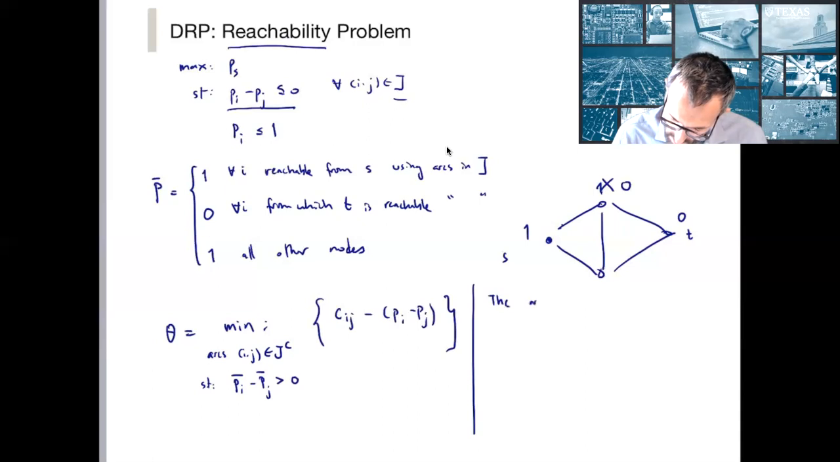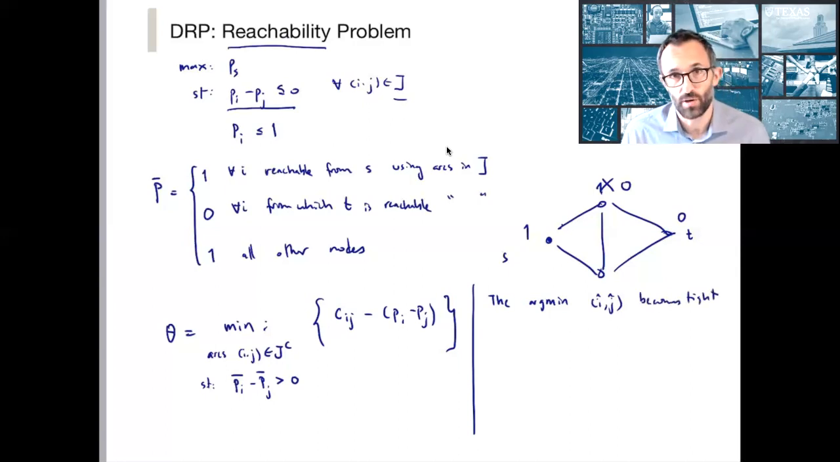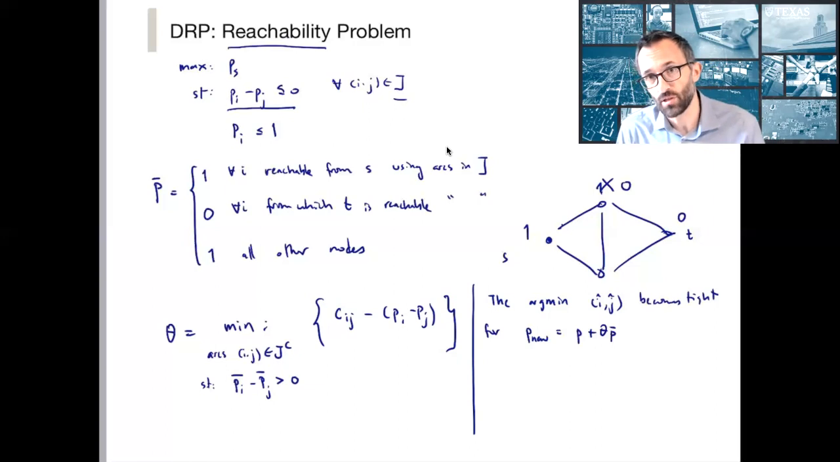So the arg min, let's call that I hat, j hat, that's a new edge. It becomes tight in the constraint pi hat minus pj hat equals ci hat j hat. So it becomes tight for p new, which is equal to p plus theta p bar. That means that we now get to use that edge in the new reachability problem.